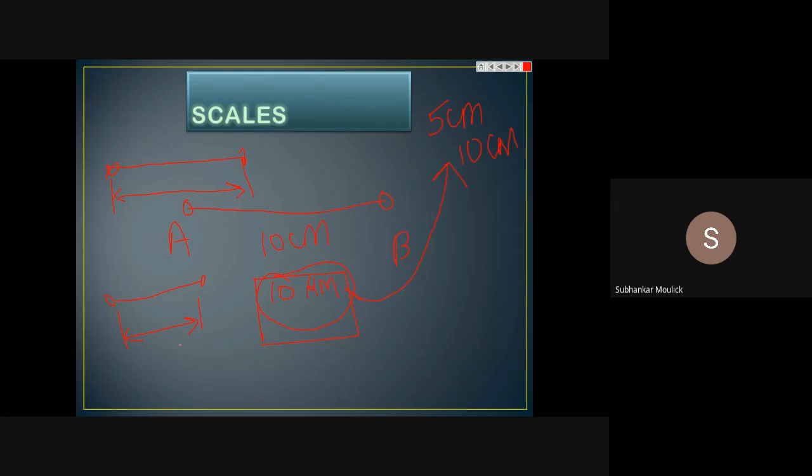I think you might have done this in your school level classes also. Yes or no? Yes, sir. Scale up means you are increasing the dimension of an object. Scale down means you are decreasing the dimension of an object. So by the method of scaling, this 10 kilometer line can be represented by a 10 centimeter line. This 10 kilometer line can be represented by a 4 centimeter line with the help of my normal scale. Is it clear to all of you?